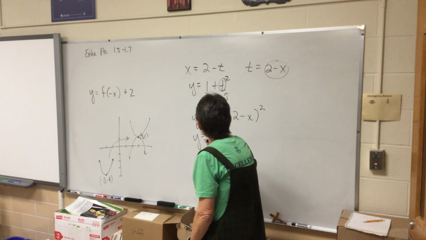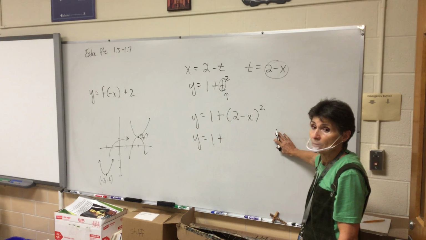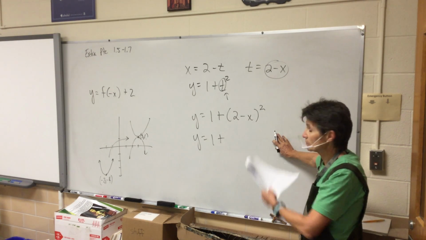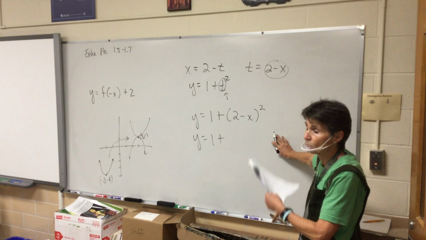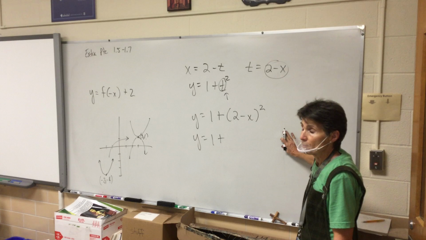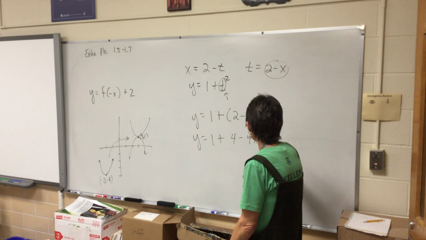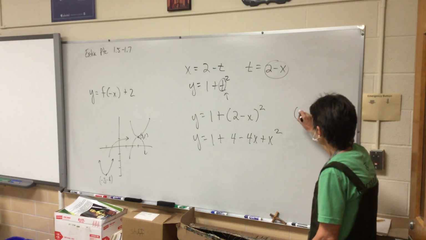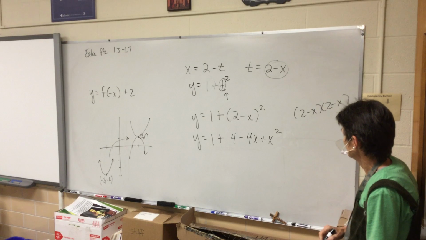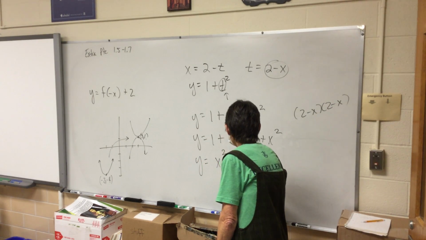So y equals 1 plus, that's a FOIL. I'm going to start taking off extra points if you don't handle that right. Anytime you have parentheses to a power, it's a FOIL. So 4 minus 4x plus x squared. That's 2 minus x times 2 minus x. So it looks like we've got x squared minus 4x plus 5.